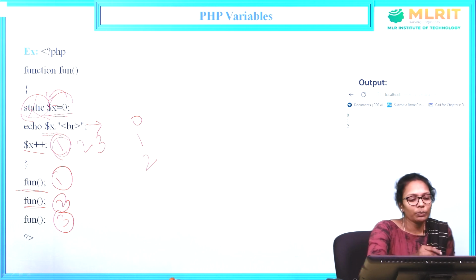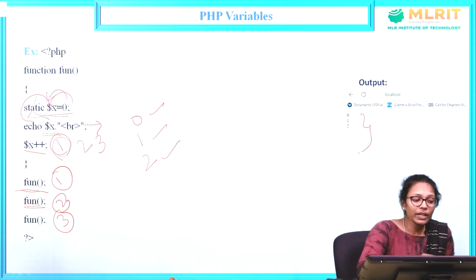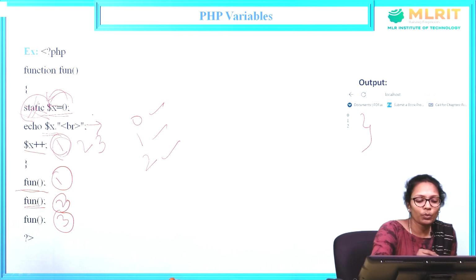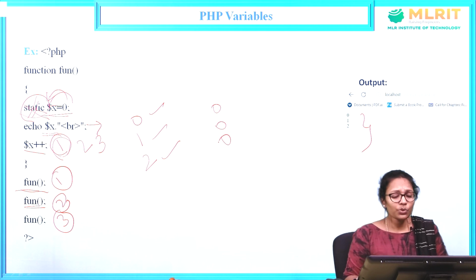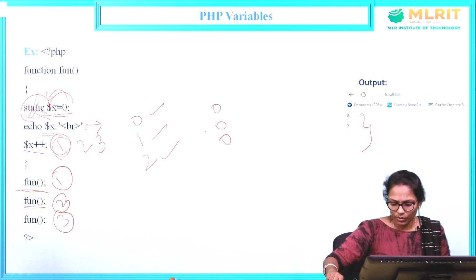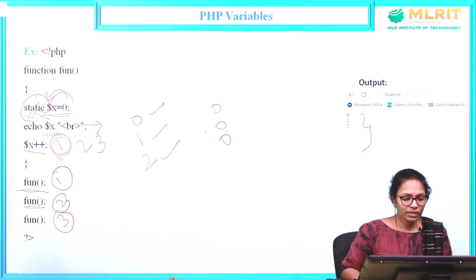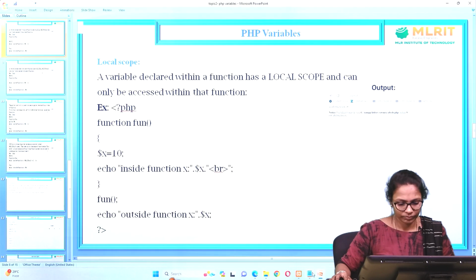So now what is the output? I will get 0, 1, 2. But if I don't write static, the same program will give the output as 0, 0, 0. So that is the use of static scope. Now we'll see the programs one by one by executing them.